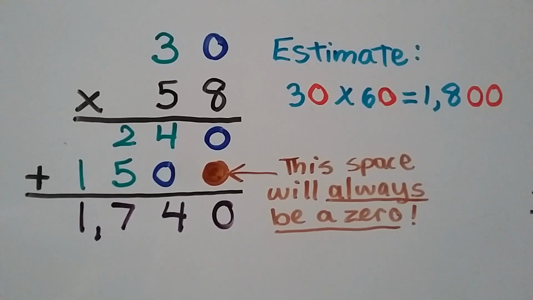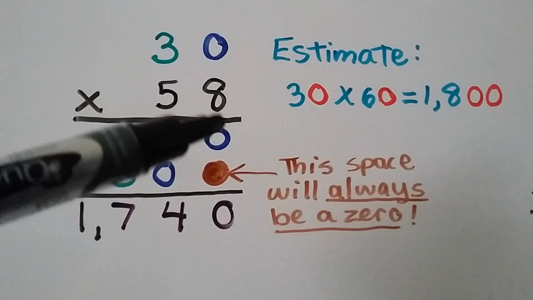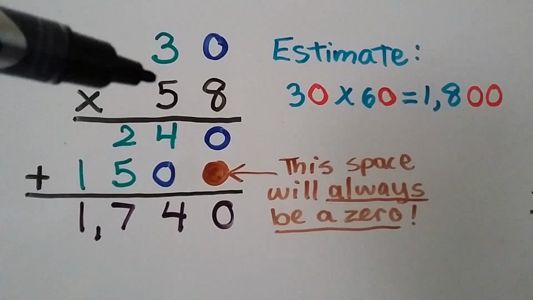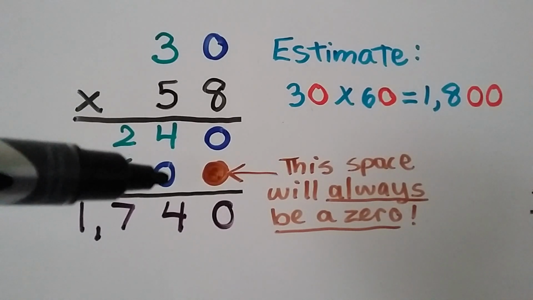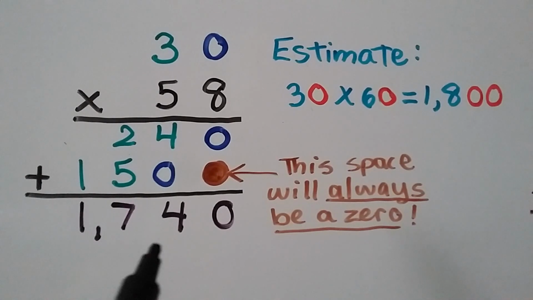So that's our estimate. We start by doing 8 times 0, which is 0. Then we do 8 times 3, which is 24, and we write it here. Now we move to the tens place. 5 times 0 is 0, and 5 times 3 is 15. We add our partial products.